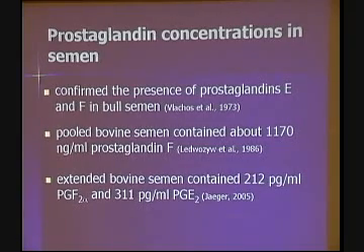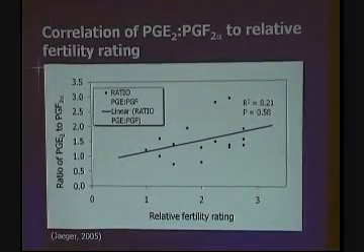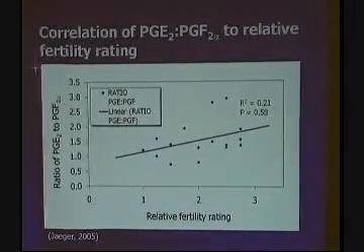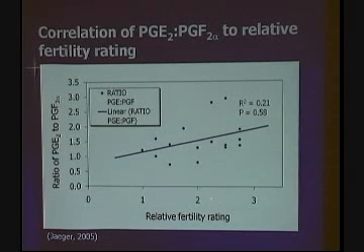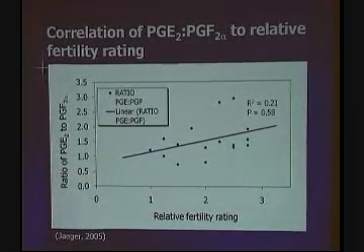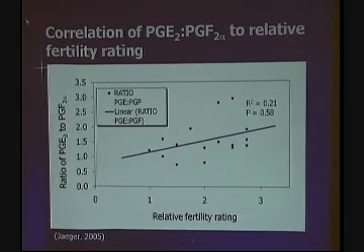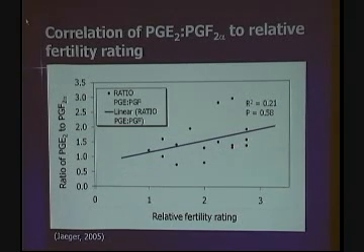Does it have any effect on fertility? So what I tried to do was relate those prostaglandin concentrations to a relative fertility rating. Bulls that had known non-return rates were assigned either a low, medium, or high relative fertility rating, these being the most fertile bulls with the highest non-return rate, and the ratio of prostaglandin E2 to prostaglandin F2 alpha was correlated to these relative fertility ratings. And we see as the ratio of those two prostaglandins increased, the relative fertility rating tended to increase.